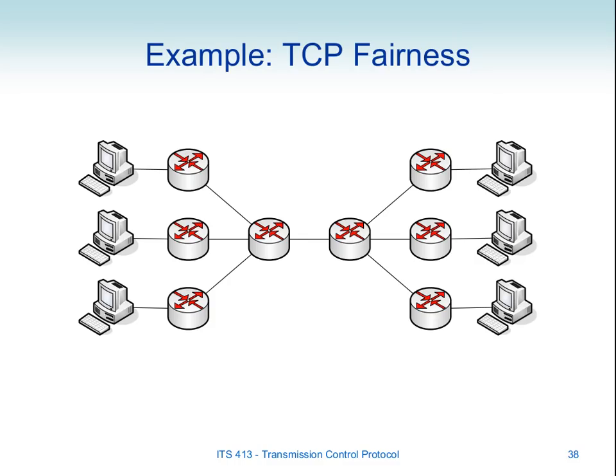What if all three are sending? A is sending to D, B to this one, and the lowest one to this one. All three are sending, all going via this one bottleneck link. What do you think A to D is going to get?